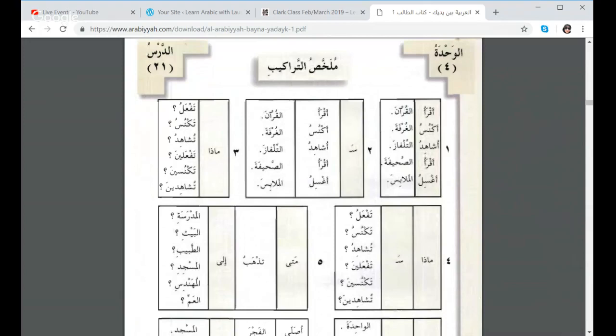Sa'akra'u Al-Qur'ana. And what does that mean? I read the Quran. So the sa in front of a present tense verb makes it future tense. Okay, next one. Al-Ghorfata. Good. And what does that mean? I will vacuum the room. Very good. Next one.